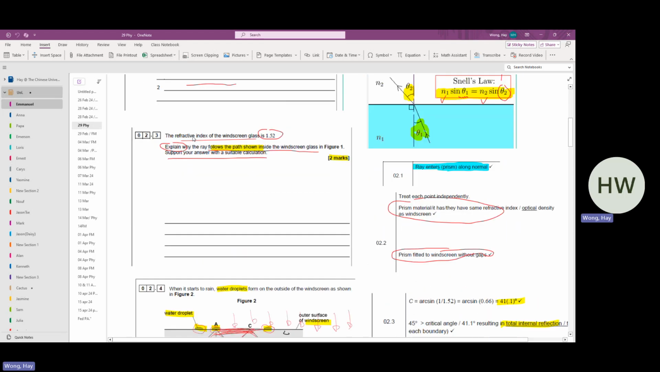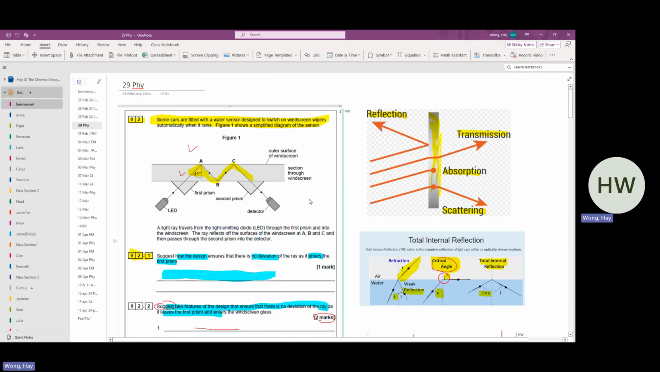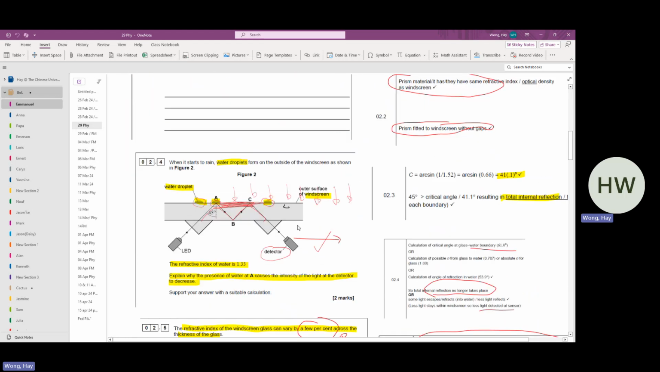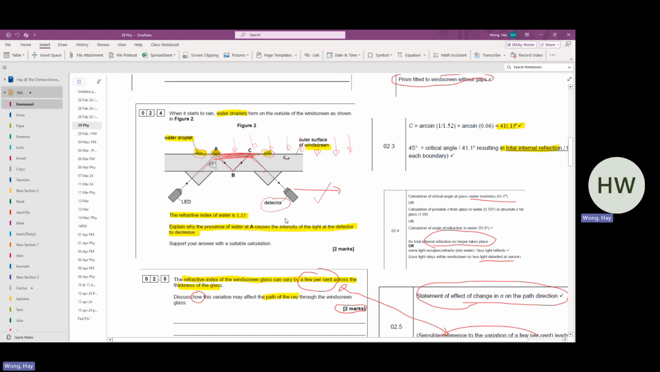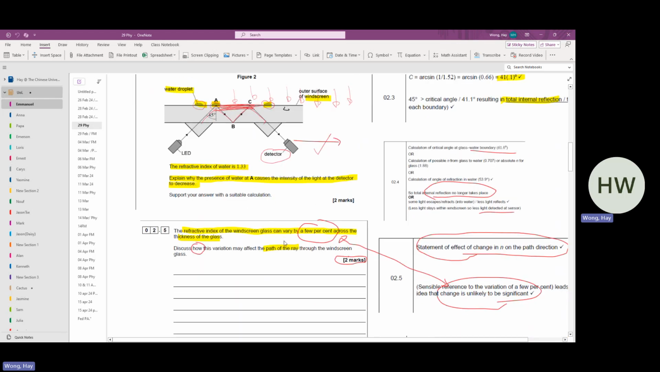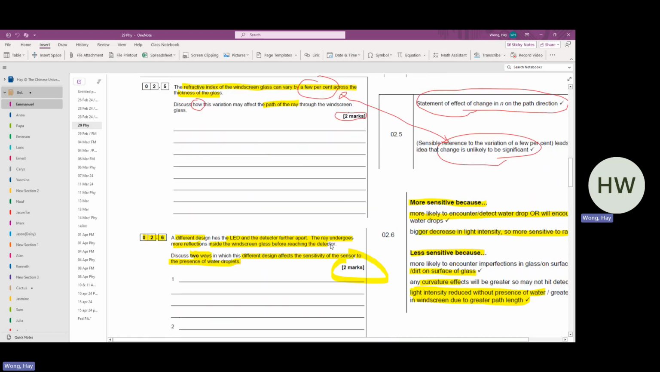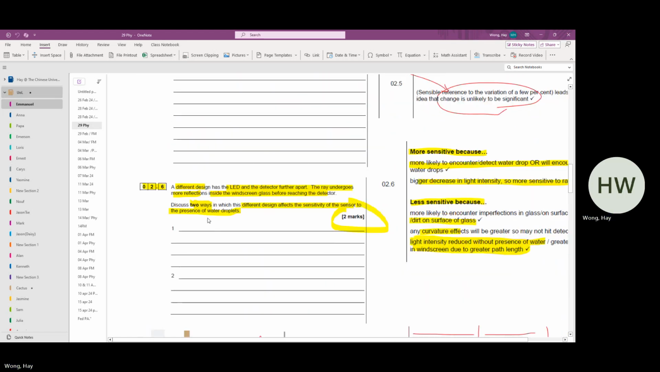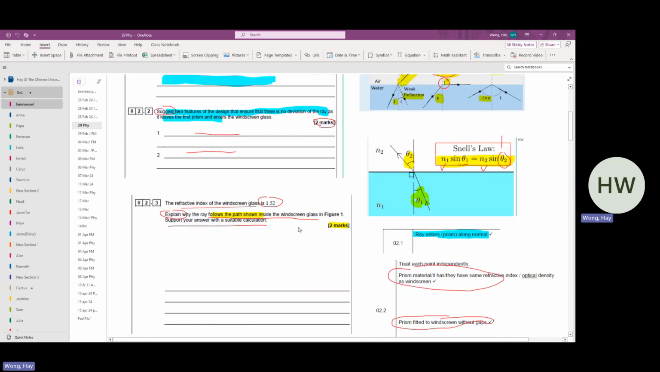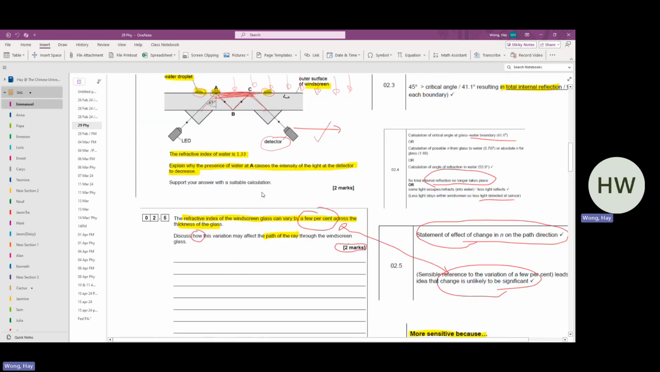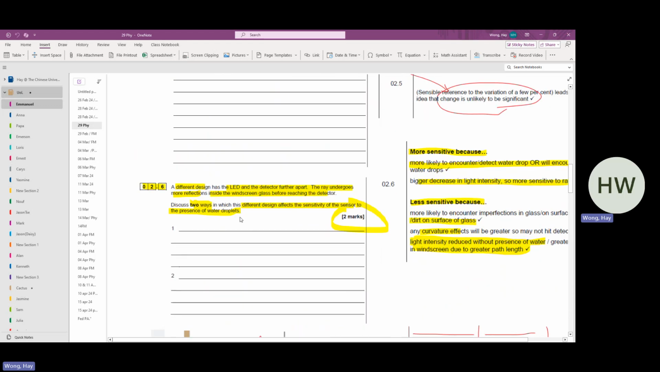Then moving on to calculations, they will ask you to use calculations involving refractive index to justify the operation of the design. As you can see, there is a lot of conceptual understanding. Even though you have to do calculations, the main focus here is on the understanding. You have to comment on the variation of the application, again 2 marks. This is a very engineering question, even though it's in physics. For example, they will ask you what the factors affecting the sensitivity of the sensor are and so on.